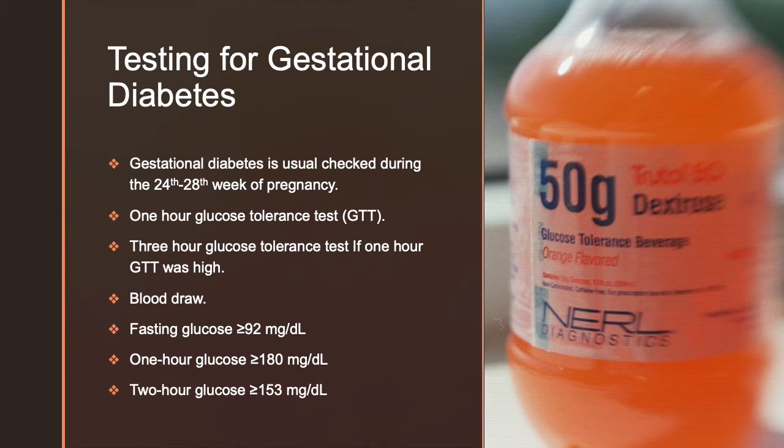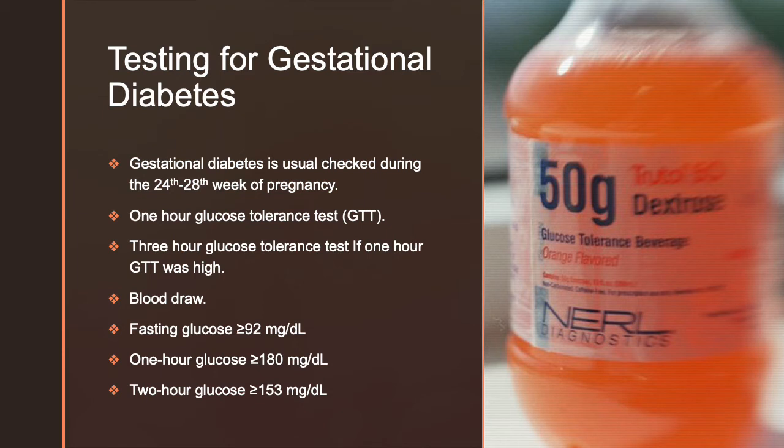Now we're going to talk about how you would be tested for gestational diabetes. So gestational diabetes is usually checked during the 24th to 28th week of pregnancy. The doctor will have you do a 1-hour glucose tolerance test, which is standard for all women during pregnancy. So you would get a 50-gram glucose tolerance beverage like the one shown here on the slide. You would have to drink that in less than 5 minutes, and then the lab will draw your blood. You would have to fast 8 hours prior to this test, and you may have to stop medications a few days prior that can alter your blood glucose.